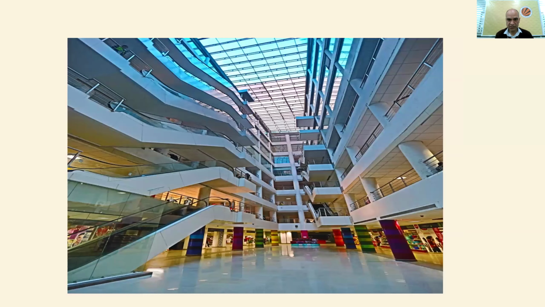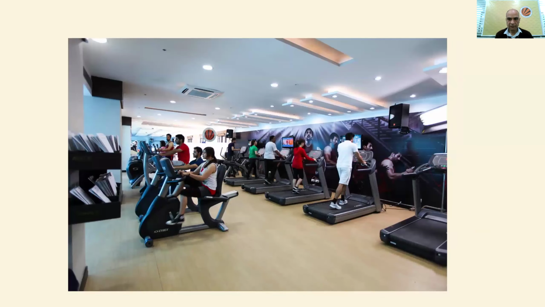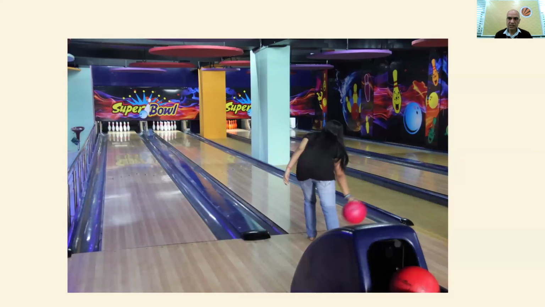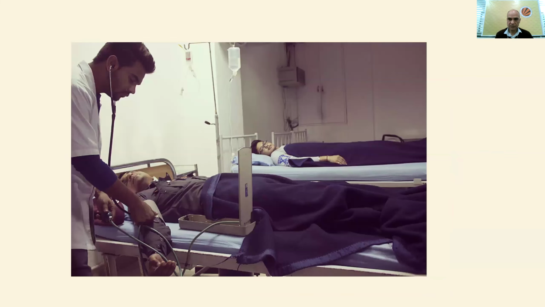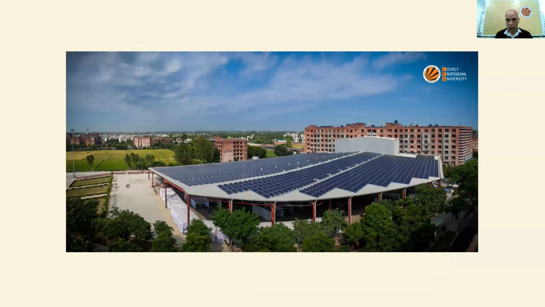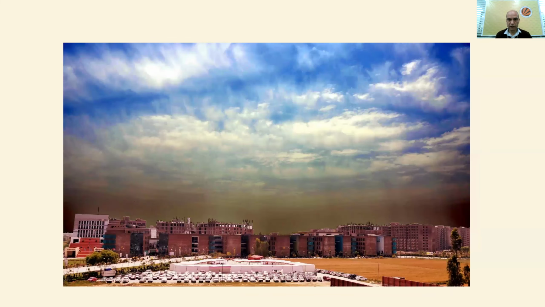These are the interiors of the mall. We have got a gym. We have got gyms, and these are manned by international trainers. Bowling alleys, recreational facilities in ample amount. God forbid anybody falls ill, but if somebody falls ill, we are ready with the hospital within the campus. This is an outdoor auditorium that we have got. A panoramic view of the university as such.